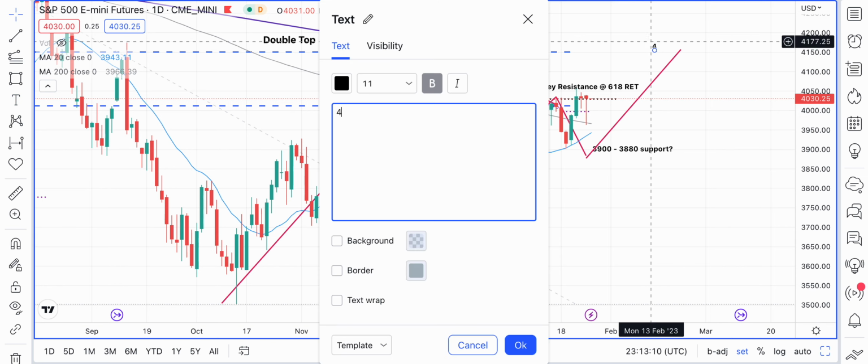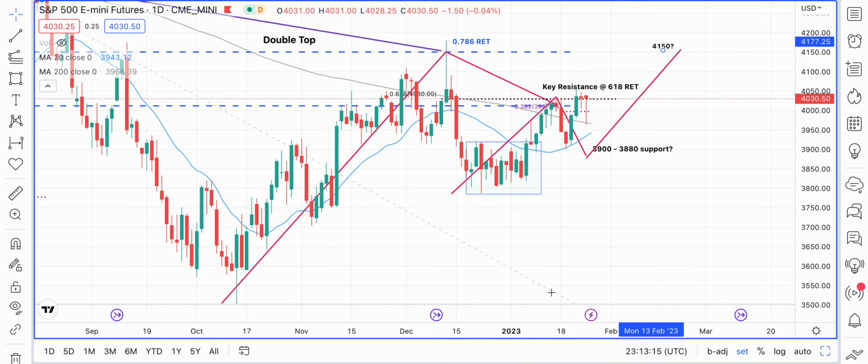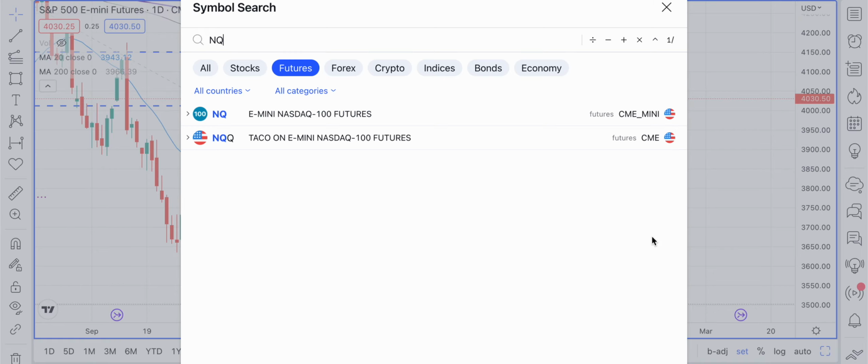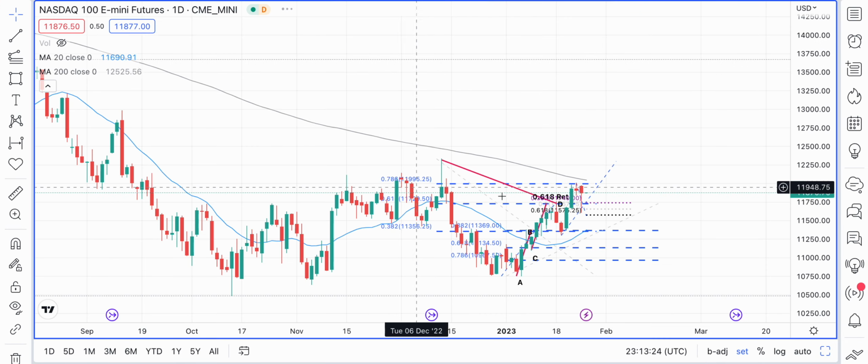I'll just write it down, 41.50. Just put a question mark there. And just like the Dow Jones, it could be a kind of a double top here. Let's take a look at the NQ here.